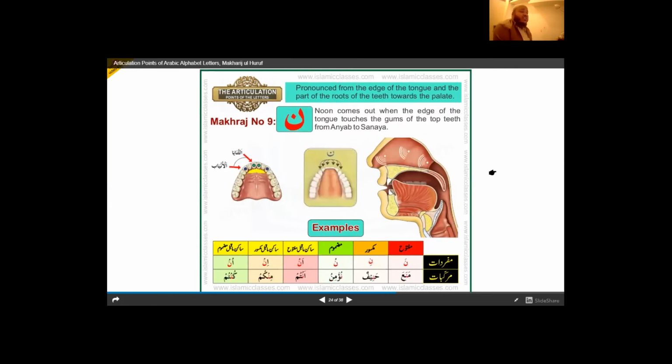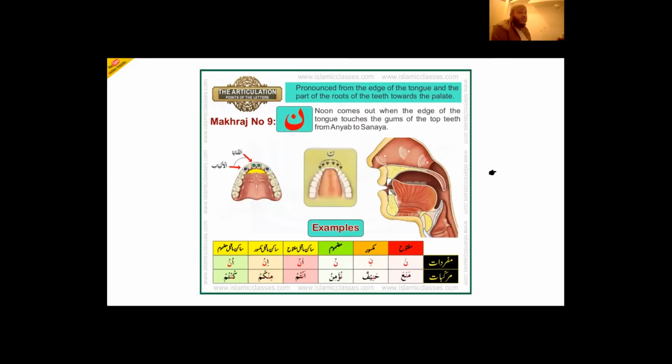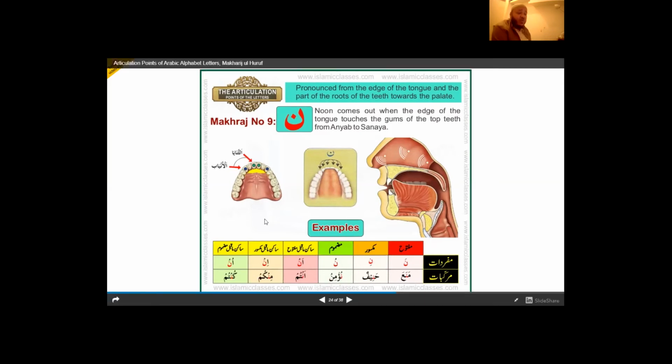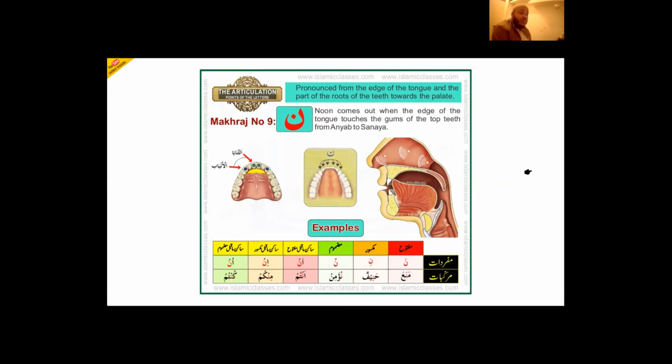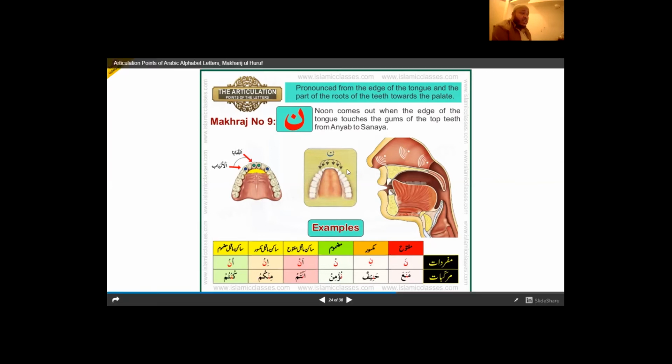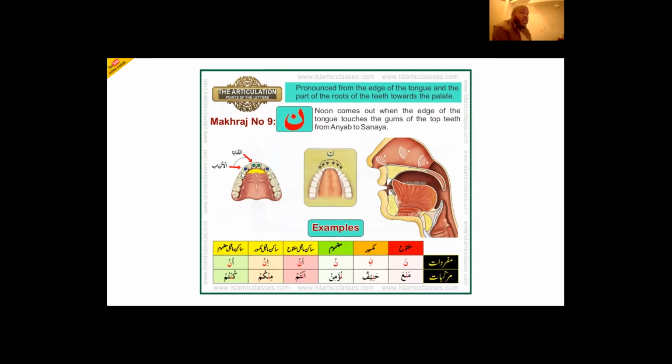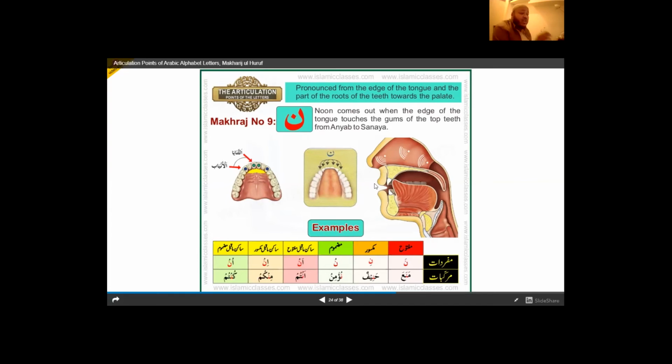Then we have the letter noon. Everyone finds this letter a bit easy. Noon is very easy, noon. Okay? And noon doesn't even require a lot of practice, not compared to waw or kha or ghain or qaf. Noon is a lot easier. Okay? And noon requires the thanaya and the anyab. It requires the front teeth and the canine teeth. Noon, noon. And again, the tongue is placed on top of the palate of the mouth, on the top layer.